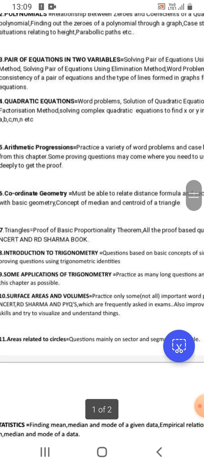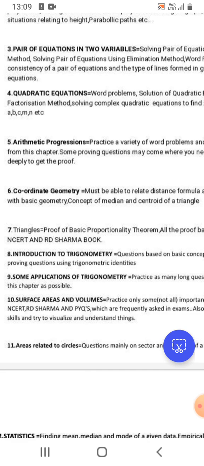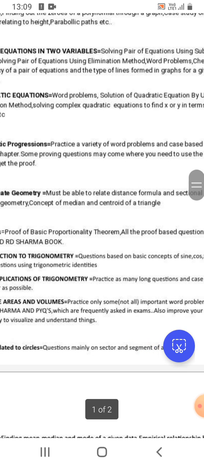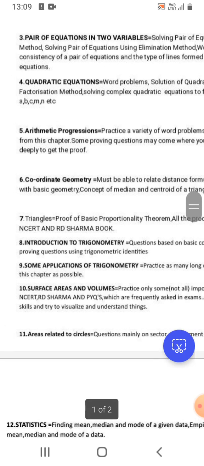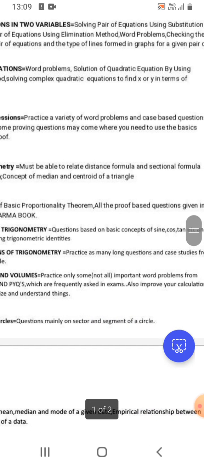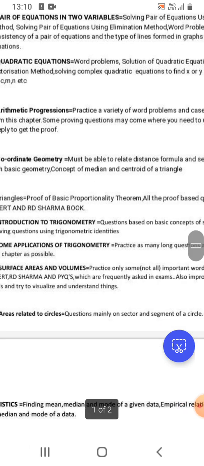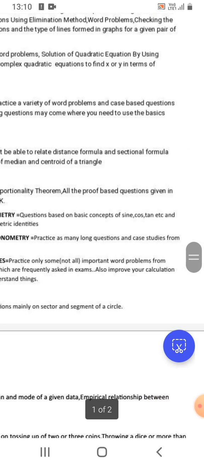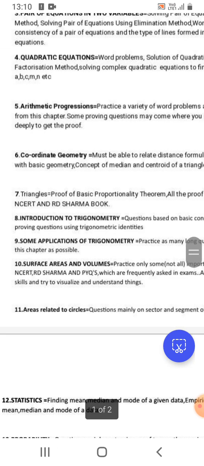Practice as many long questions and case studies from this chapter as possible. Actually, in chapter 9, you need not practice MCQs, but you need to practice long questions and case studies from chapter 9. Chapter 10, Surface Area and Volumes. Practice only some, not all, important word problems from NCERT, RD Sharma and PYQs, previous year questions, which are frequently asked in exams. Also, you need to improve your calculation skills for this chapter, surface areas and volumes, and you need to try to visualize and understand the things properly.